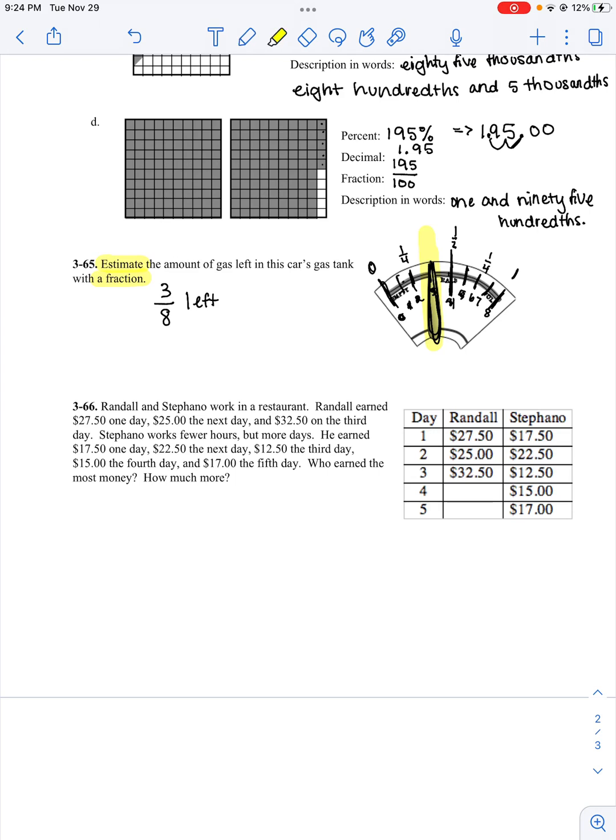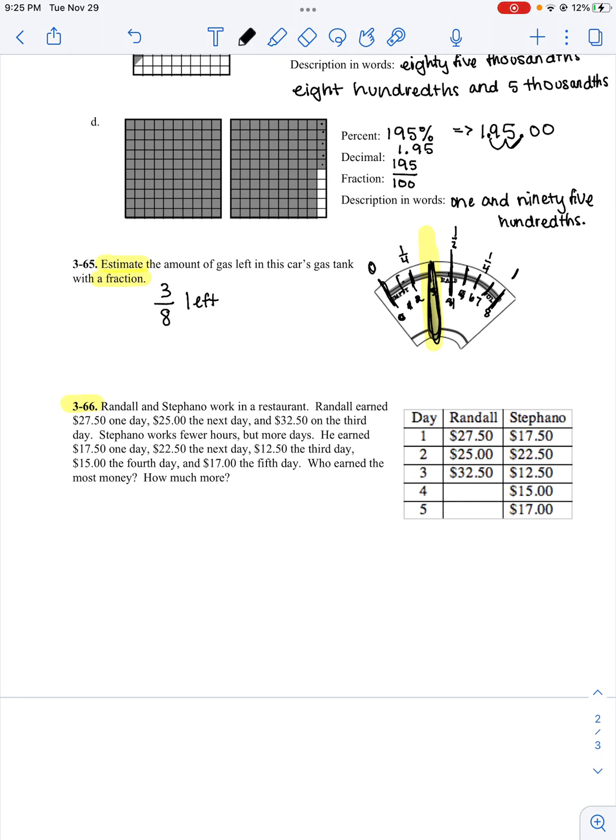Problem 66. Randall and Stefano work in a restaurant. Randall earned $27.50 one day, $25 the next day, and $32.50 on the third day. Stefano works fewer hours, but more days. He earned $17.50 one day, $22.50 the next day, $12.50 the third day, $15 on the fourth day, and $17 the fifth day. Who earned the most money, and by how much more?